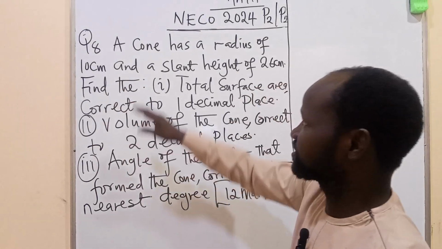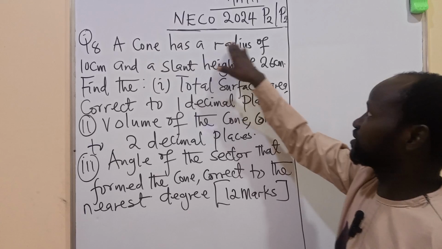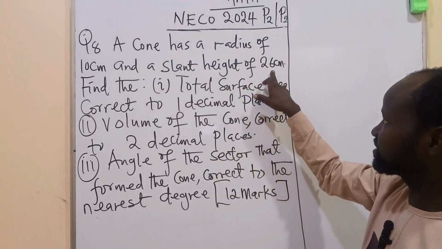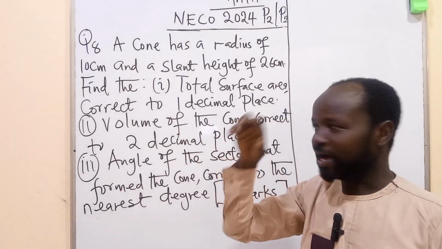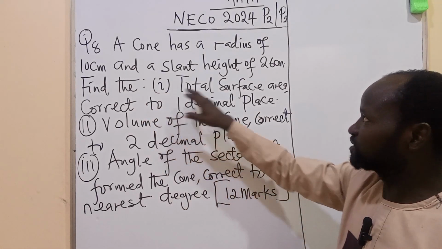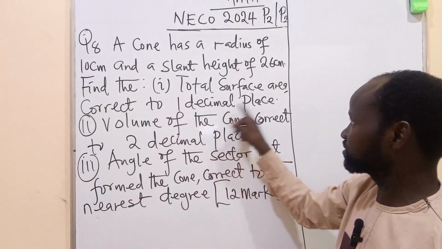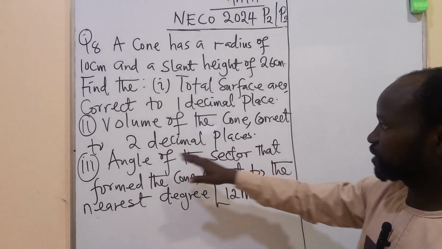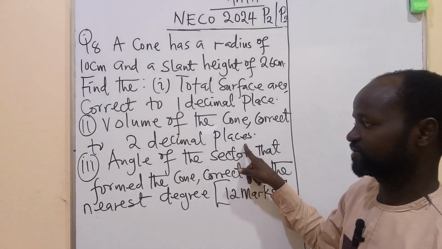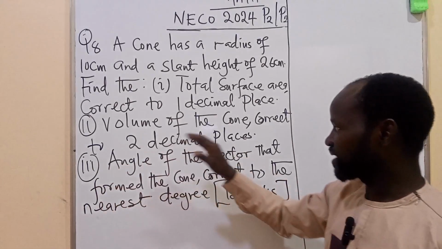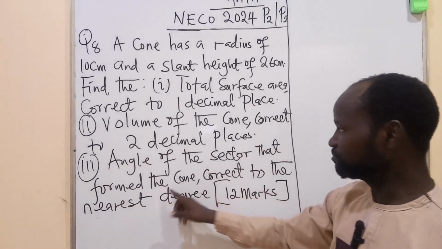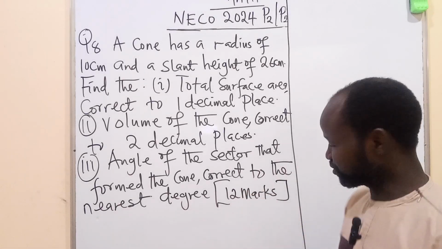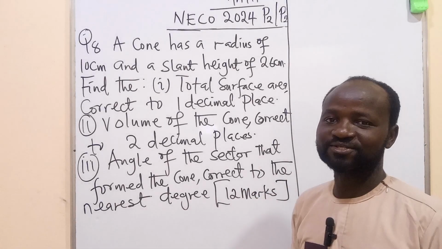Question 8 reads: a cone has a radius of 10 centimeters and a slant height of 26 centimeters. We are asked to find: Roman numeral 1, the total surface area, correct to 1 decimal place. Roman numeral 2, the volume of the cone, correct to 2 decimal places. Roman numeral 3, the angle of the sector that forms the cone, correct to the nearest degree. And this question carries 12 marks.